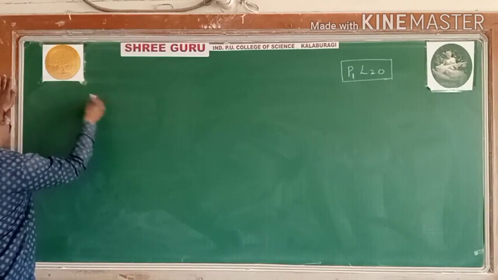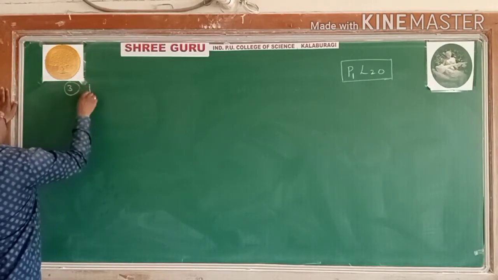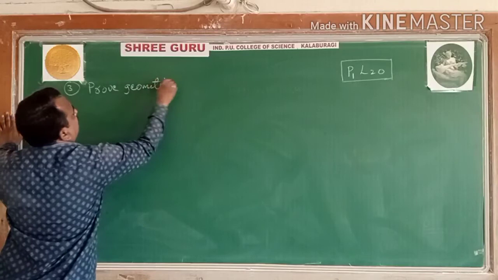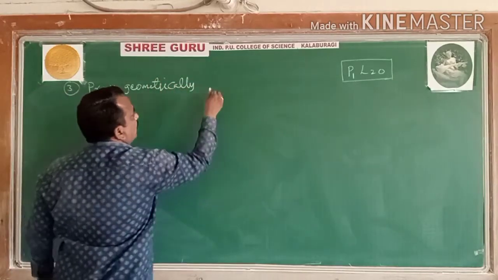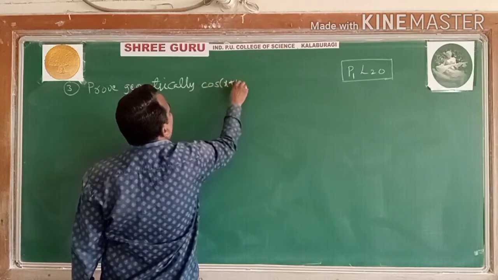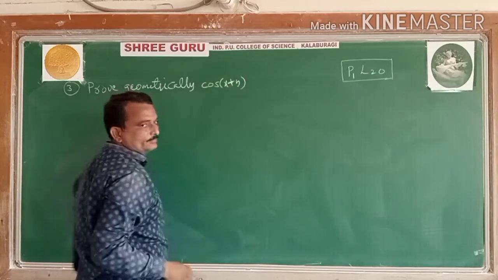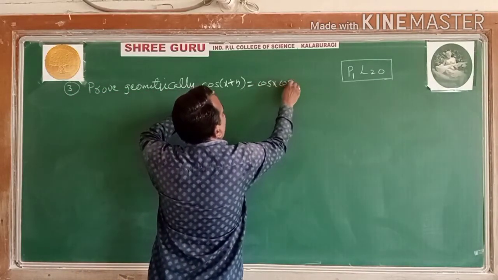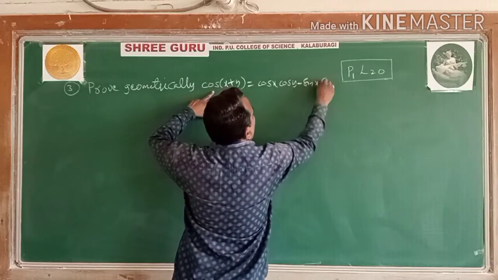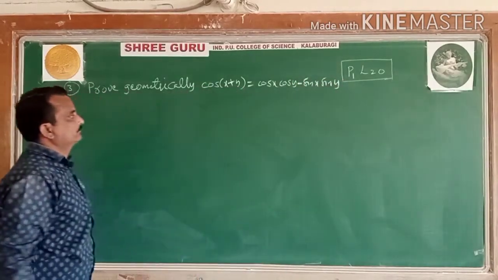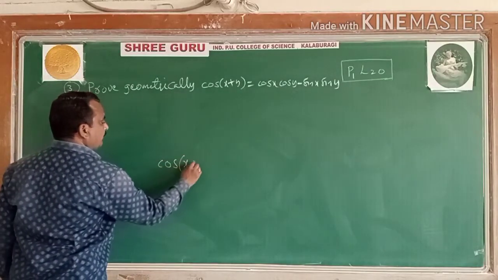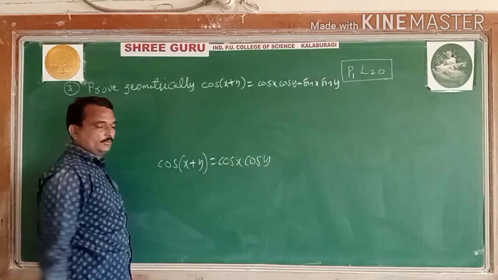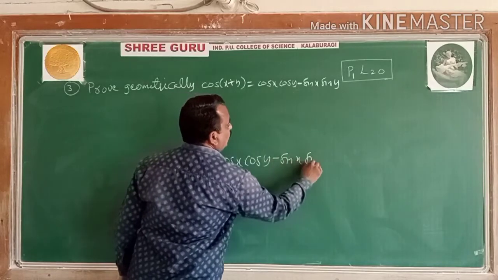Now see, that is the third result. We have studied two results. Third one: prove geometrically cos of x plus y, the cosine of the sum of the angles. Cos of x plus y is equal to cos x cos y minus sin x into sin y. What is it, students? Cos of x plus y is equal to cos x into cos y minus sin x into sin y.